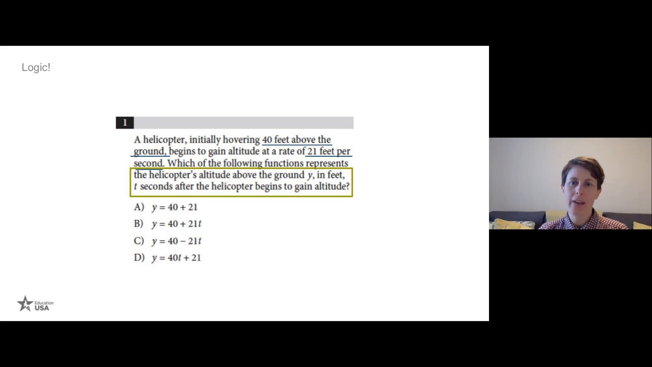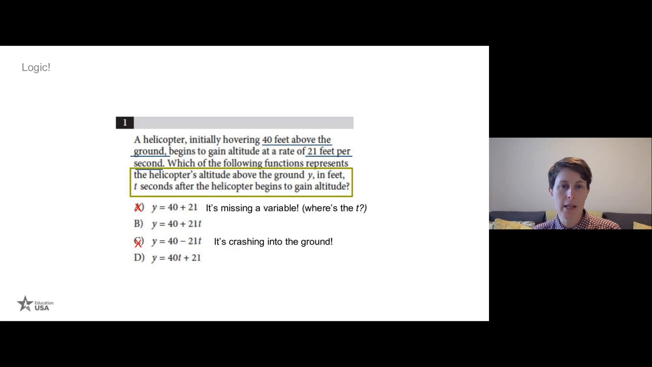Okay. Yeah, so Golson, thank you. A, because there's no T. Where's the T? So we can get rid of A because it's completely missing a variable. And you can definitely get rid of C because C is a negative function and it would have the helicopter just plummeting into the ground, right? So that doesn't make any sense at all. Now we're left with B and D. B and D are basically using the same numbers. It's just whether you're putting the variable in the correct place, right? On B, we've got 21T, and on D, we've got 40T.